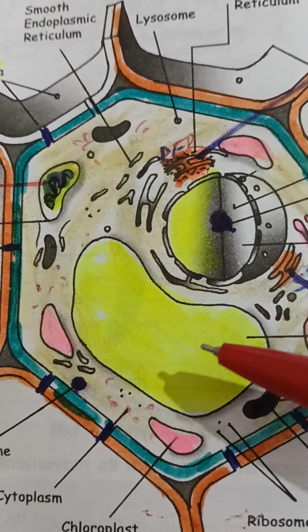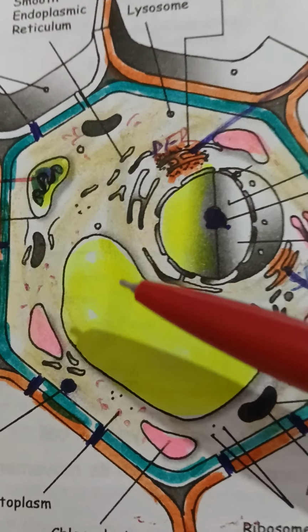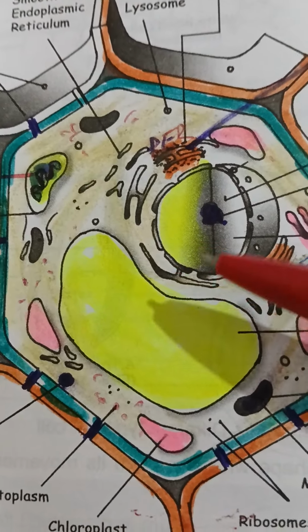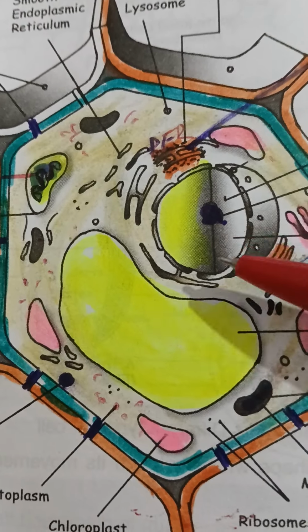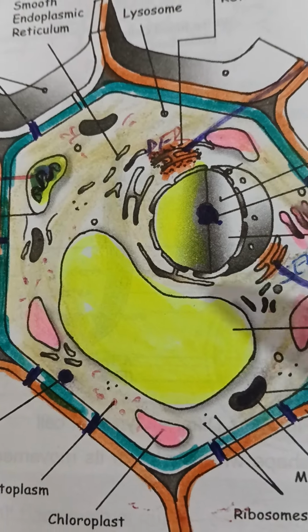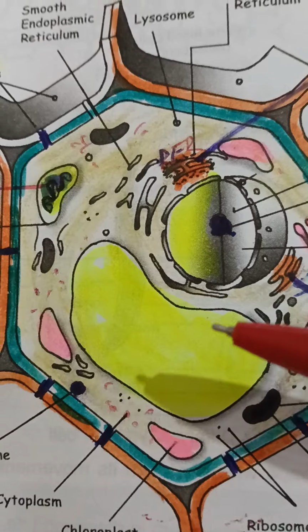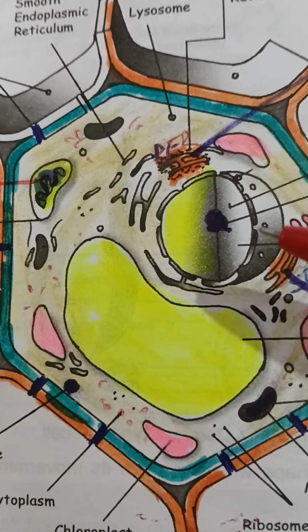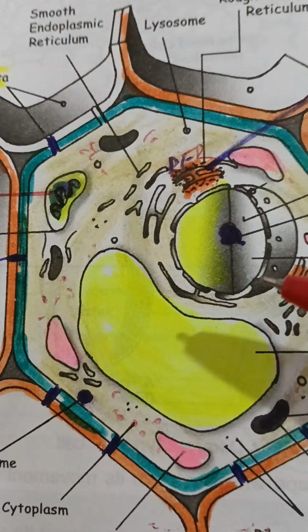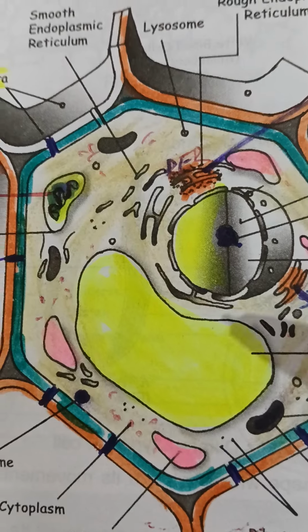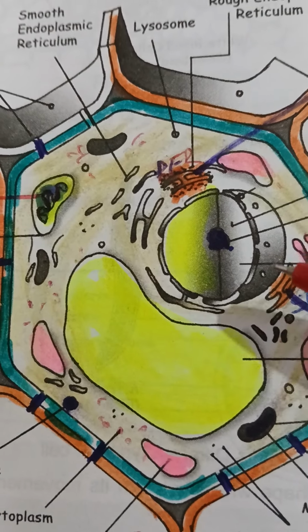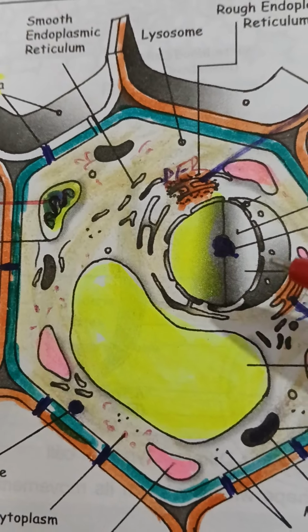Fifth function is endocytosis and exocytosis. Vacuoles are involved in these processes, which are essential for bringing substances into or expelling them from the cell. Types of vacuoles, three types. First, the contractile vacuole in amoeba, which helps in excretion. The second is the food vacuole, present in protista. Food vacuoles are formed by engulfing food particles, a process called phagocytosis.